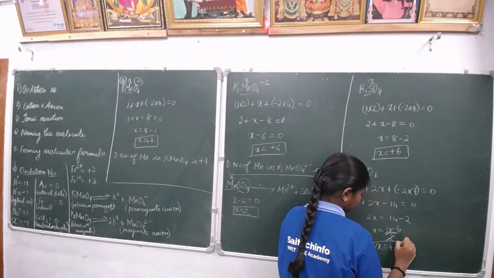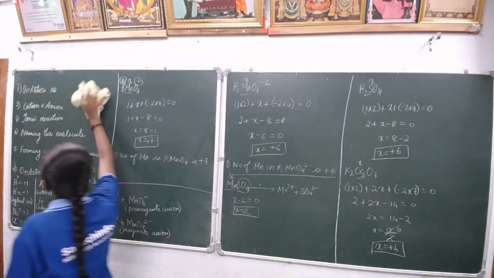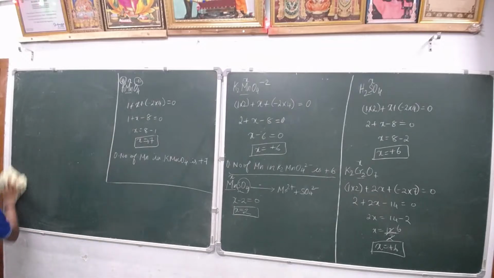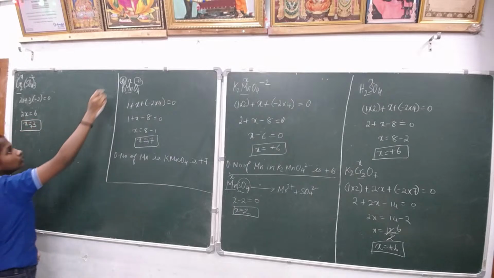Similarly, let us derive for Cr2(SO4)3. Chromium sulfate. So here, for sulfate, we know minus 2. Got it? For sulfate, it is minus 2. So put X for chromium. So 2x plus 3 of minus 2 is equal to 0. So 2x minus 6 is equal to 0. 2x equal to 6. X is equal to plus 3. So in this case, chromium has got plus 3 oxidation state.